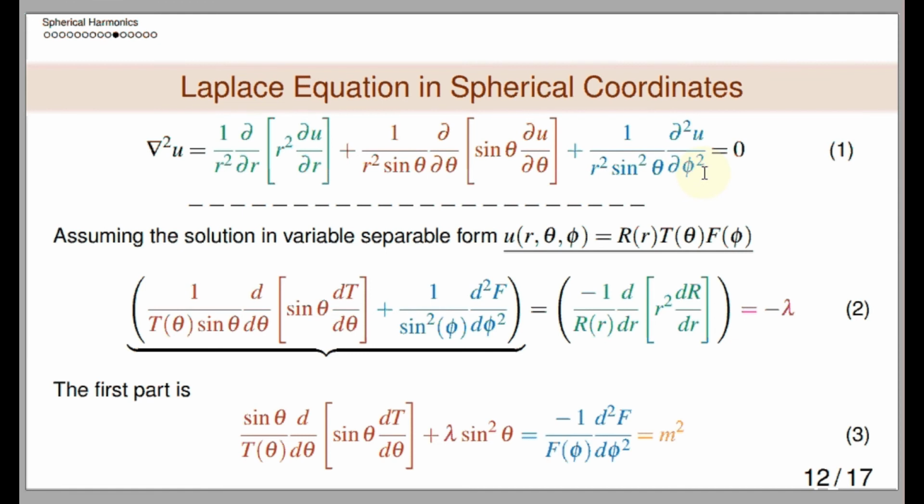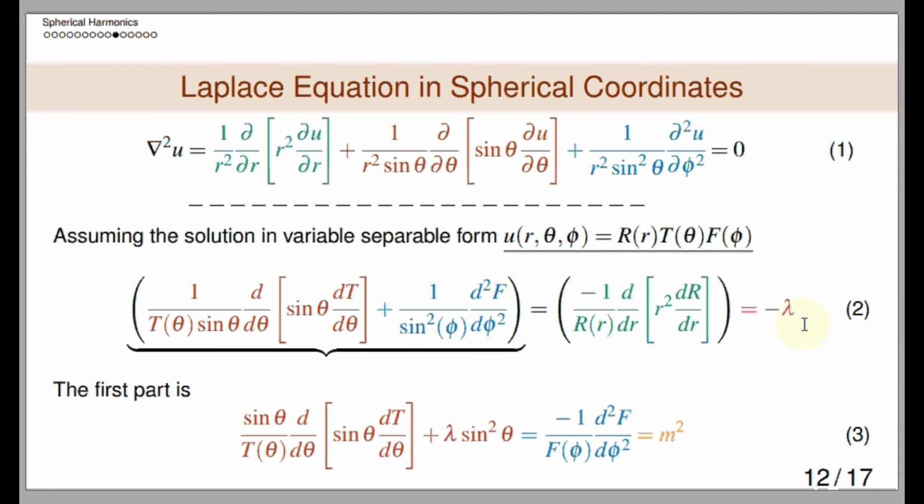Now what you can do is, we assume that the solution is in variable separable form, that is in terms of r, theta and phi having different functions, and we will substitute this u into the Laplace equation and make sure that the two parts here don't have any common variable, that is this is entirely a function of r and this is entirely a function of theta and phi. So as these two are of two different variables, we can equate these to a constant, and for simplicity we are taking it as minus lambda, for further use.